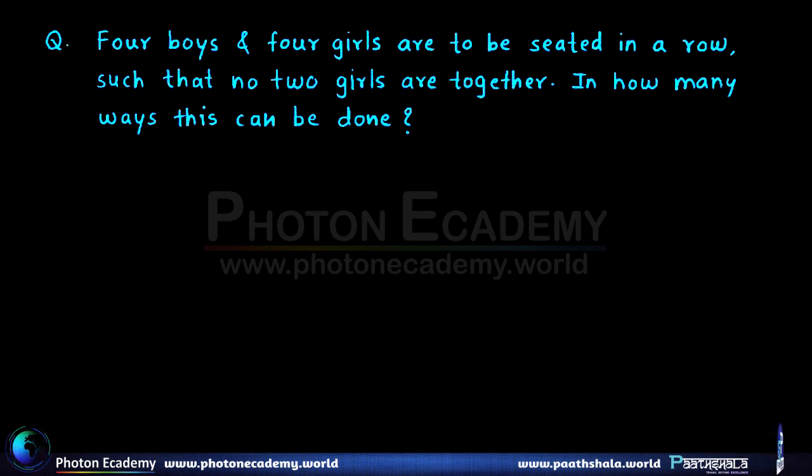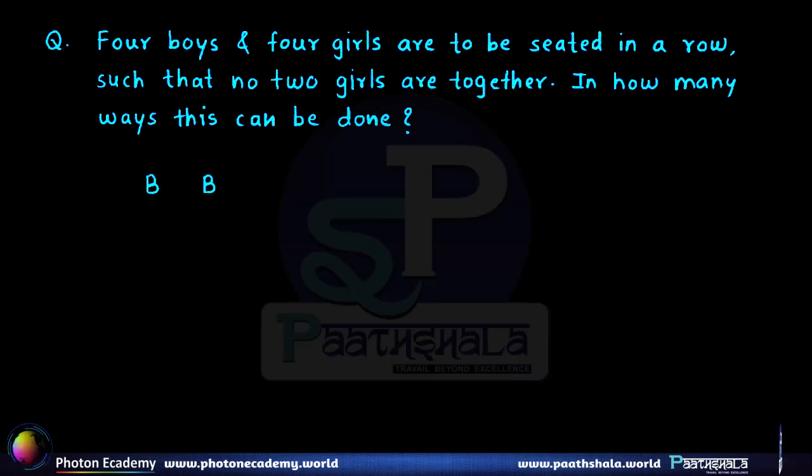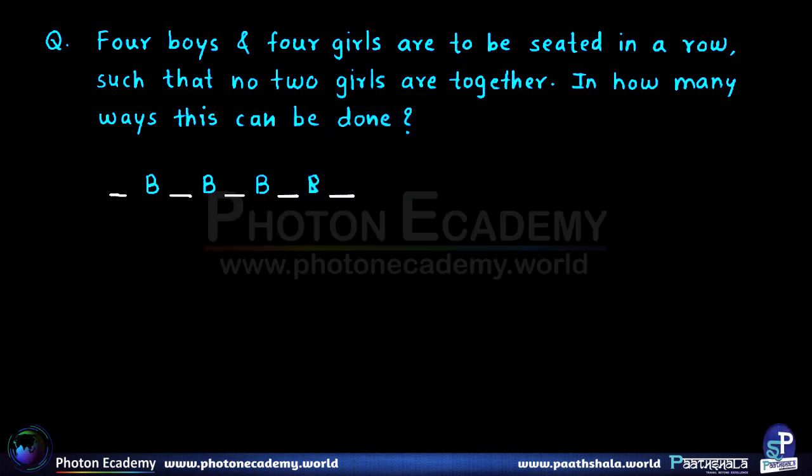Since we want no 2 girls to sit together, let us first consider the 4 boys denoted by letter B. And hence, if we want no 2 girls to sit together, then the only available places where the girls can sit are the places in between the boys and on both extremes. So now let us first count in how many ways the boys can be seated.